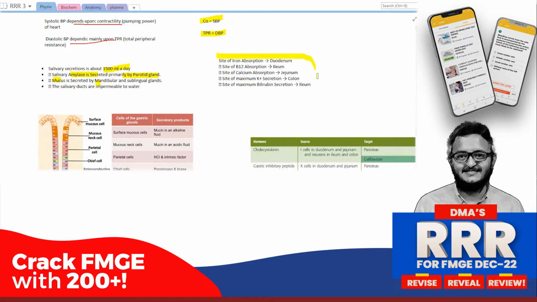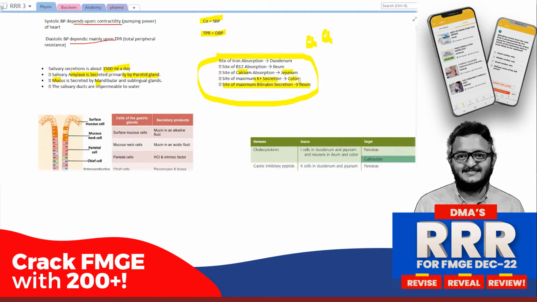Now this is also important: the site of absorption of some ions. Every time there has been a question. In physiology, some questions are repeated so many times. So for site of absorption, remember like this: duodenum, ileum, jejunum, colon. The site of iron absorption is duodenum. B12 is ileum. Calcium is jejunum. And maximum potassium secretion is colon.